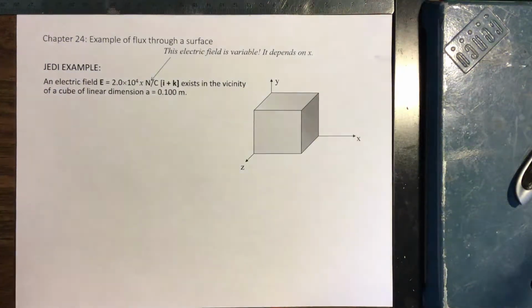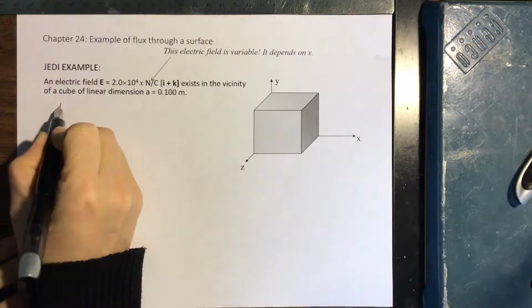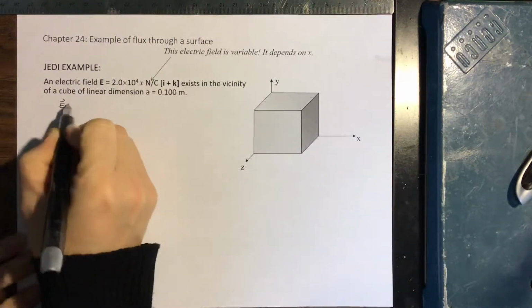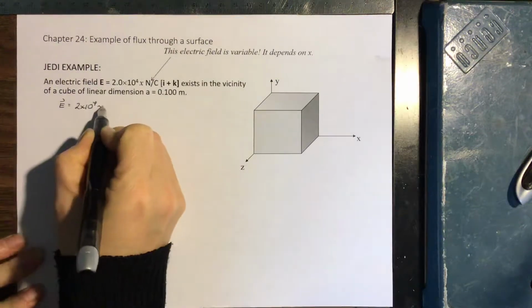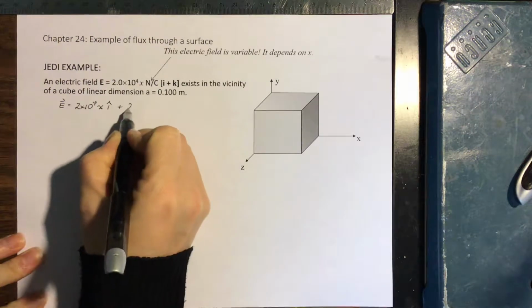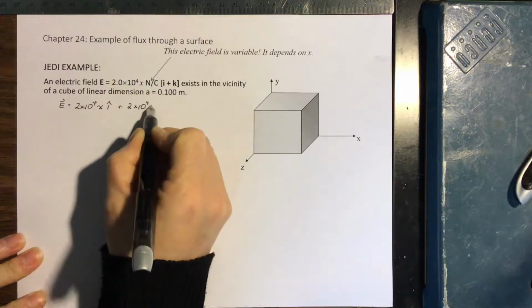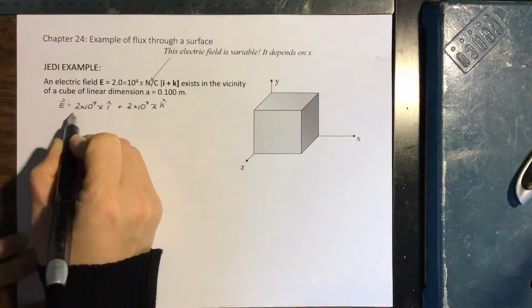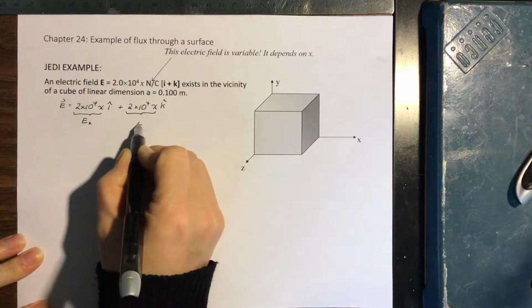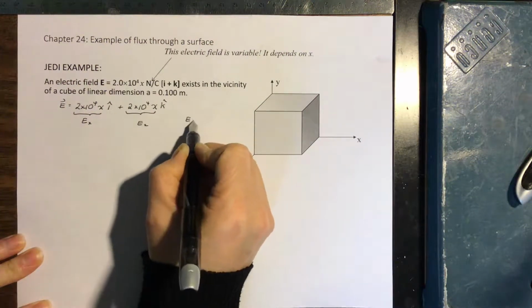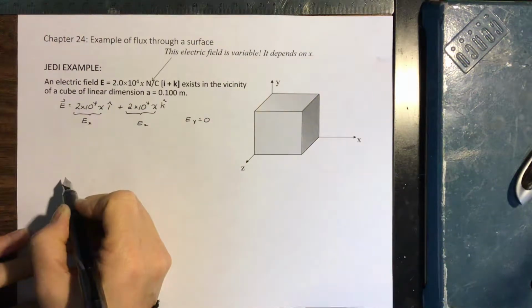Okay, so the homework problem was to find the flux through each of the remaining 5 faces for this box, which is sitting in a variable electric field. The electric field is given by this vector here. It's 2 times 10 to the 4 times the variable x in the x direction plus 2 times 10 to the 4 times the variable x in the z direction. That makes this the x component of electric field, this is the z component, and the y component is equal to 0. We're going to calculate the electric flux.